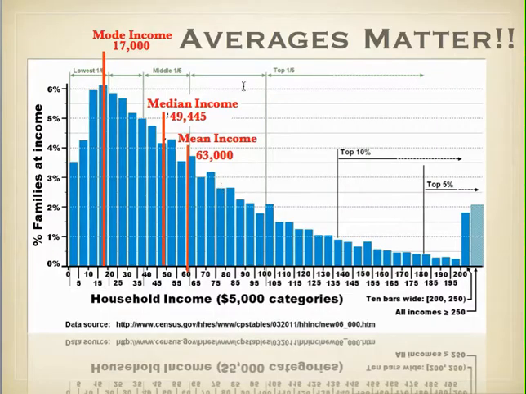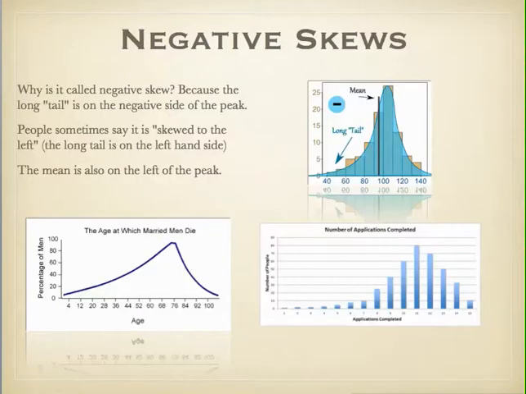It wasn't a nice normal distribution. Wouldn't that be nice if it was? But in this case, it's skewed positively. More people out here at this end of the scale. Some other examples of that.